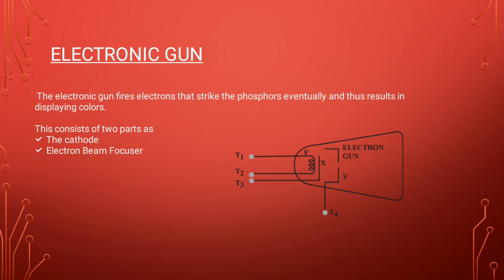And now coming to the electron gun, as I already told you, it is the combination of three: the heater, cathode, and grid. The electron gun fires electrons that strike the phosphor layer eventually, and thus results in displaying colors. The two parts are the cathode and an electron beam focuser.